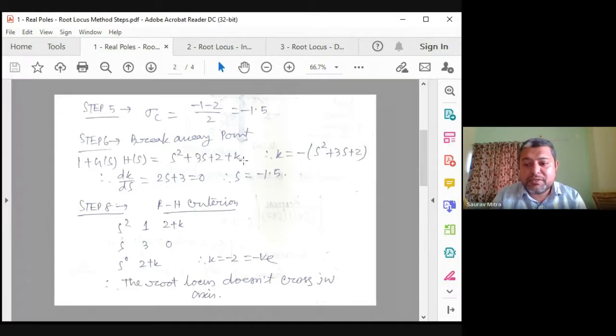Then find the value of K from there, and find dK/dS. So S square plus 3S plus 2 plus K. K is something we are plotting the poles for. We are increasing the value of the gain and finding the position of poles. In this case, S square plus 3S plus 2 plus K is equal to 0. So K is equal to, taking all the terms apart from K to the right hand side, K is equal to minus (S square plus 3S plus 2).